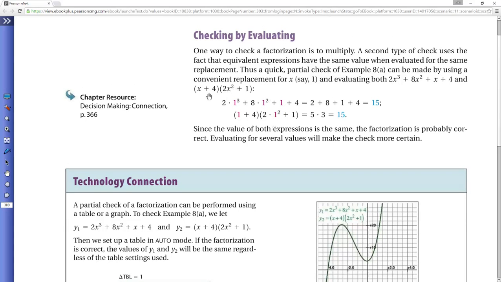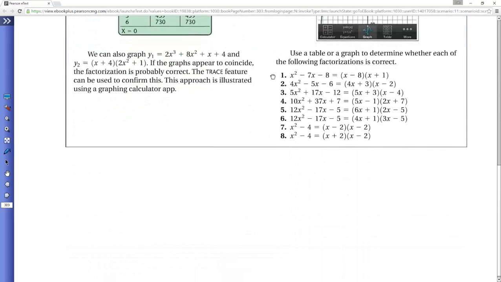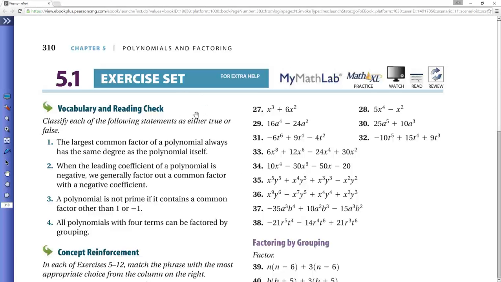Well, this will probably take care of this, because once I have numbers in there, all I have to do is worry about order of operations, which hopefully is not going to be an issue. And they go into graphing calculators, which we're not covering in this course and stuff. Here's the exercises.